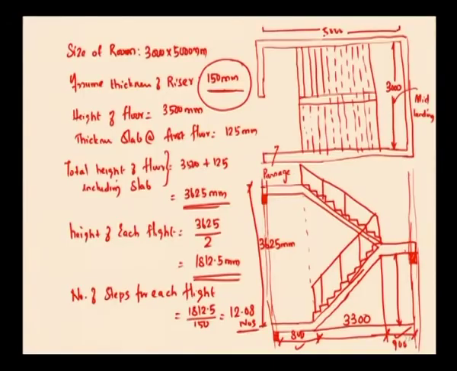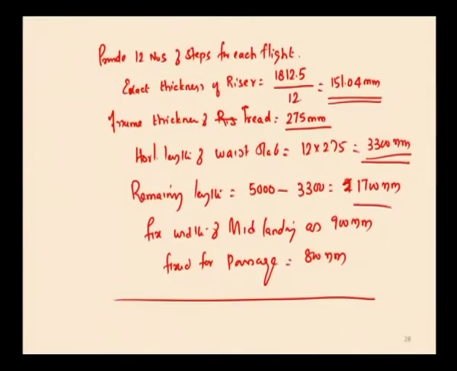So, in the previous lecture, by using these components, we started designing the dog-legged staircase. Here the size of the room which is given was 3000 millimeter by 5000, which was supported on 230 mm thick walls. So, the effective size of the room is 5230 mm by 3230 mm. Here we have assumed the thickness of the riser is 150 mm. Then we found the number of steps as 12, and using 12 steps we found the exact thickness of the riser, and also we assumed the tread as 275 mm. Using the tread as well as the number of steps, we calculated the horizontal length of the base slab, that is 3300 millimeter.